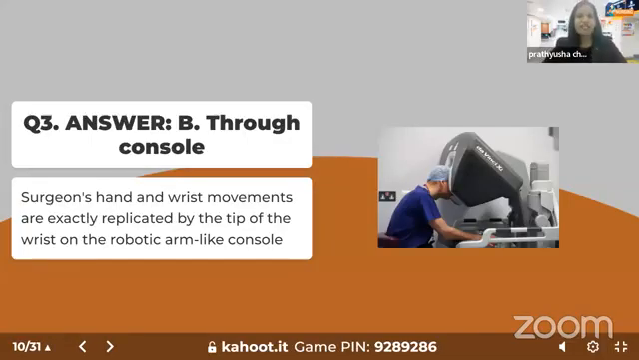Before the next question, let me tell you the rationale for the third one. It is through a console that they control the robot. The surgeon's hand and wrist movements are exactly replicated by the tip of the wrist on the robotic arm, like a console. You can see this in the picture. It's a console where they operate just like a machine, right?